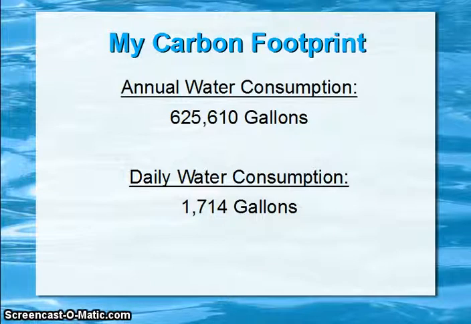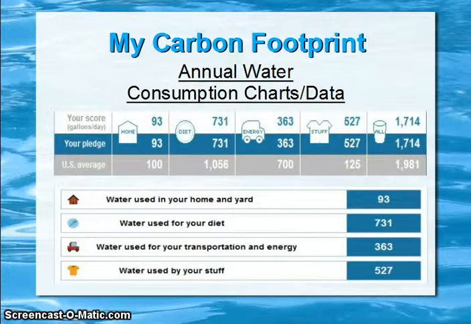Annual water consumption, 625,610 gallons. My daily water consumption is 1,714 gallons. Annual water consumption charts and data. This is the data which shows how much water I use per day, the average of the US average, and how much water I use in my home, my diet, transportation and energy, and water used by my stuff.